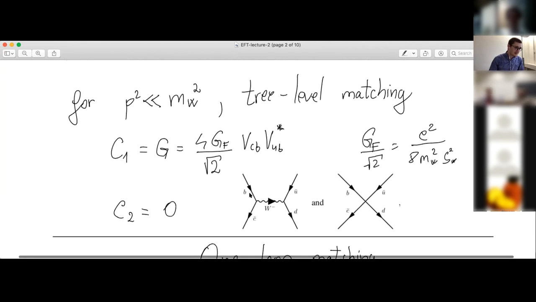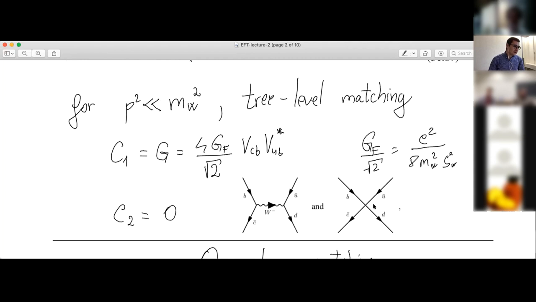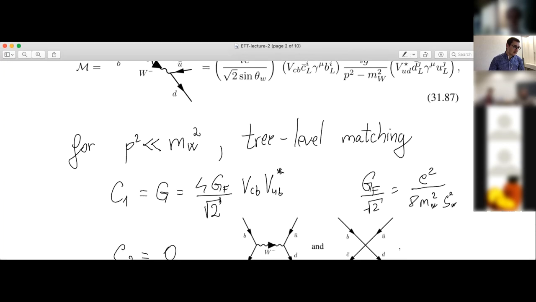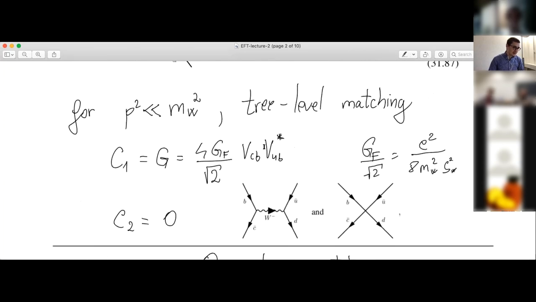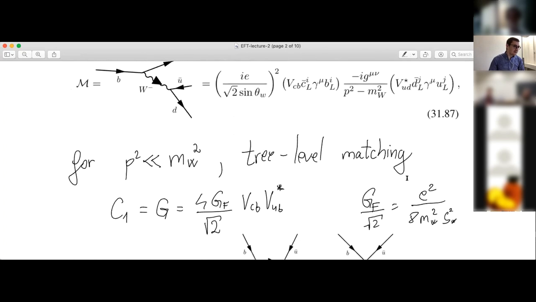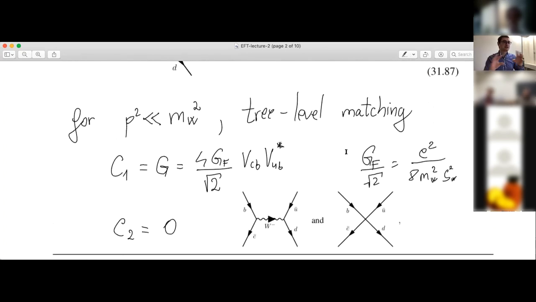So you approximate the propagator of the W with 1/m_W squared. And then you're basically matching this amplitude in the full theory to this one, the local one in the effective theory. And then you require them to be the same when the momenta are small. And then you can read off the Wilson coefficients. In particular, C1, which was related to O1, is expressed in terms of G Fermi and the CKM matrix elements. And C2 is zero at tree level. The C2 Wilson coefficient, which was charm, up, down, bottom, is zero at tree level. Okay. So this tree-level calculation is very simple.